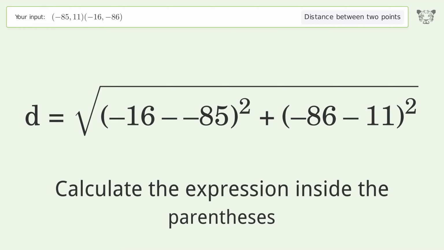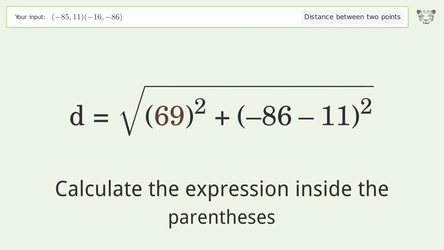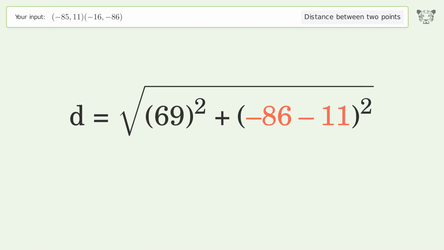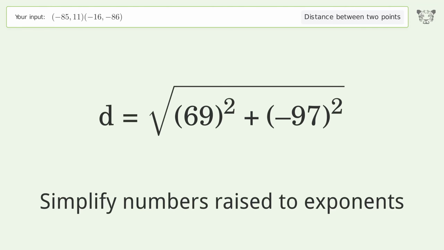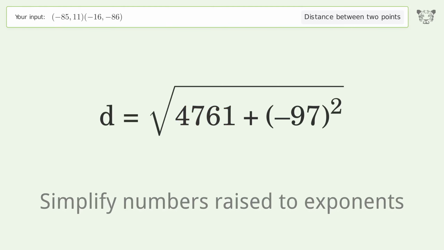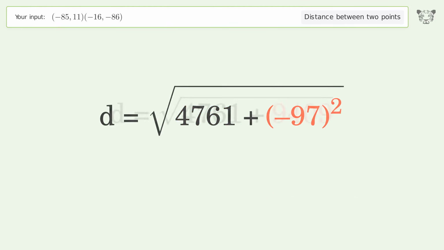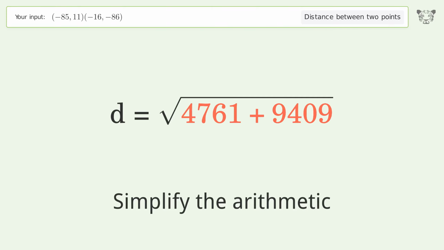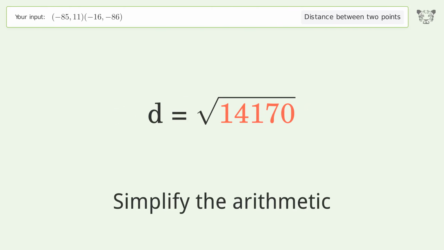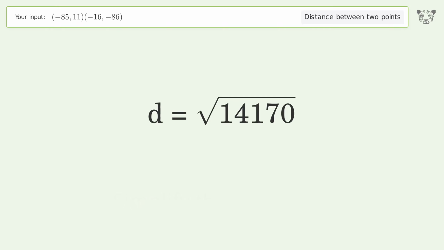Calculate the expression inside the parentheses. Simplify numbers raised to exponents. Simplify the arithmetic. And so the distance between the 2 points is the square root of 14,170, or 119.038.